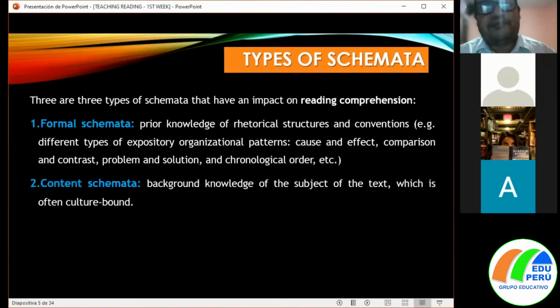The second one is the content schemata. The content is related to the subject of the text, the background knowledge of the subject of the text, which is often culture bound. This is one of the reasons that sometimes we cannot understand what we read, because we don't know anything about the subject of the text. It's new for us. So it's difficult to understand it.